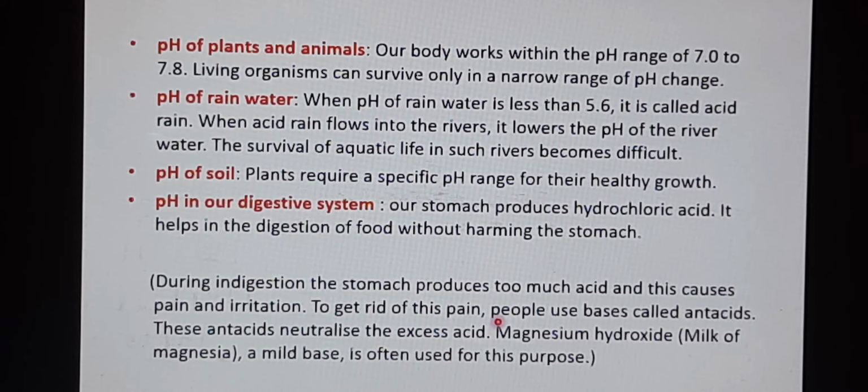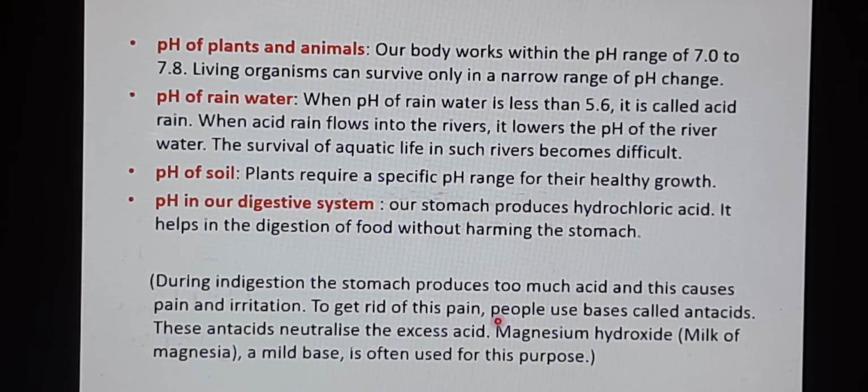For example, sometimes we can drink ENO also. ENO is also a basic substance, and we can drink ENO to get rid of this pain. So those substances are known as antacids, which neutralize the effect of acids. And a very common example I have mentioned here, magnesium hydroxide. This is milk of magnesia. This is a mild base, and this is often used for this purpose.